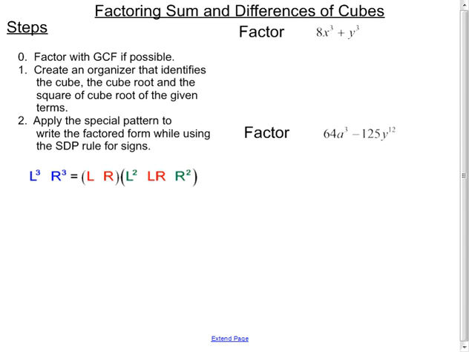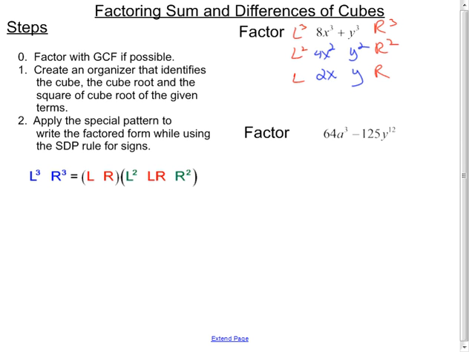So we notice here where it says factor 8x cubed plus y cubed. I see if there's a GCF, and there's not. And so then I look to make my organizational chart, which prompts me to find the cube root of 8x cubed, which is 2x. And then I'm going to square that to get 4x squared. I'll find the cube root of y cubed, which is y, and then I'll square that to get y squared. And again, this is the opportunity for me to see the left cubed, the left root, and the left square, as well as the right cubed, the right root, and the right square.